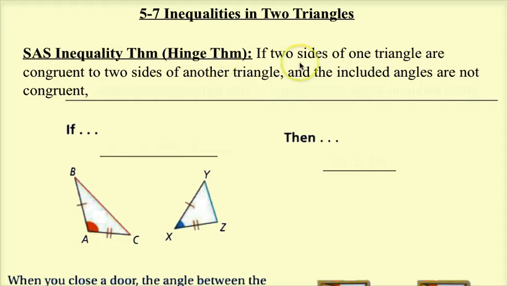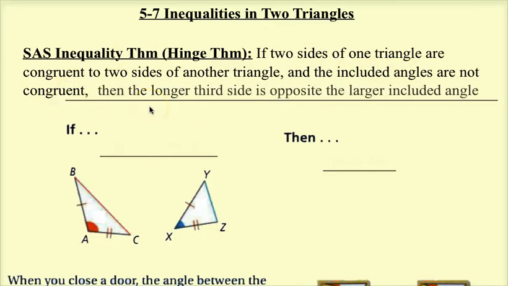It says if two sides of one triangle are congruent to two sides of another triangle and the included angles are not congruent, then the longer third side is opposite the larger included angle.